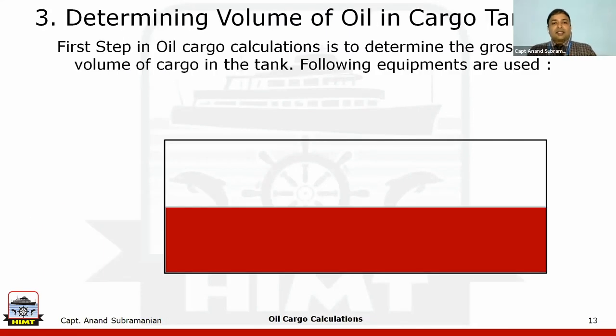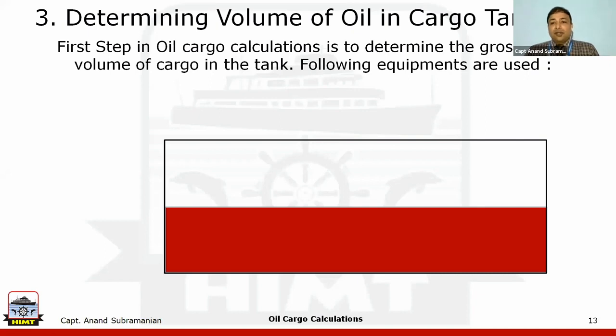Now, let us come to the heart and soul of this oil tanker calculation. What we are going to find out is the volume of the oil in the cargo tank. Now, the basic condition is that the tank has got no list and no trim. That means it's perfectly even keel and perfectly upright. In that case, we find out what is the gross amount of volume in the tank.